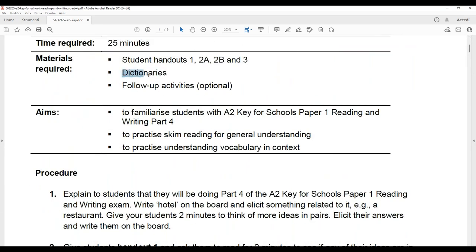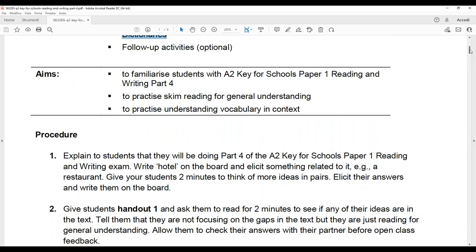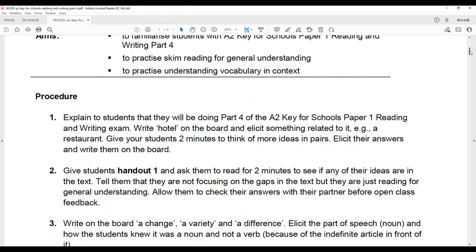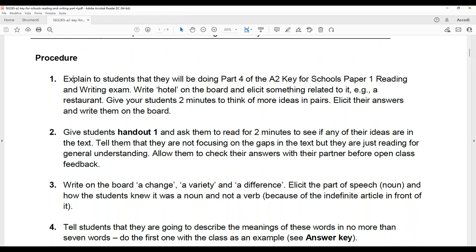You can use dictionaries. So if you want, you can use your telephones, or you can use the internet in order to find the right words. Explain procedure, la procedura, procedure. Explain to students that they will be doing part 4 of the A2 Key for Schools, paper 1, reading and writing exam. Okay. So hotel, I think that you understand the word hotel.